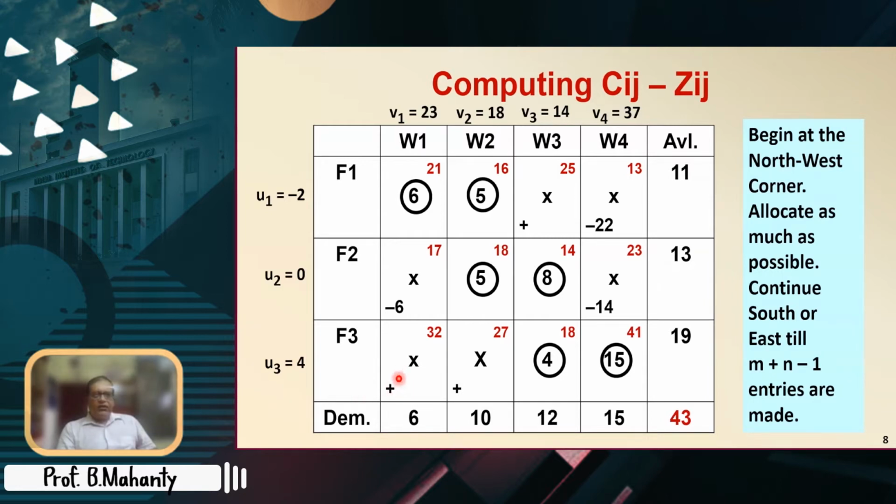The cell is not a preferred cell. And this 27, that is also positive, and this also is positive. So now you can understand that the best possible cell which reduces cost is F1 W4. So what we can do is make some entry here, and this minus 22, because that is going to reduce cost by 22 per unit.